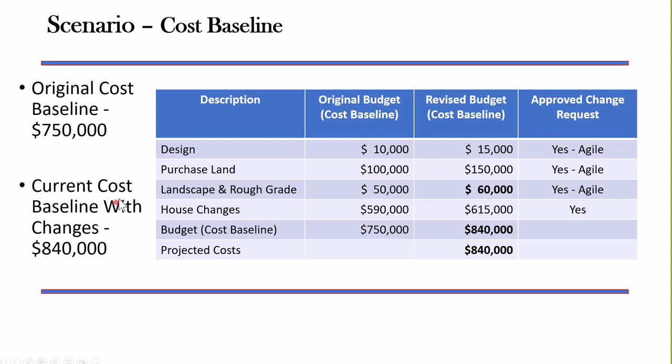So you can see this is our cost baseline here. And if it's an approved change request, look at our revised budget, our revised cost baseline. Our revised cost baseline is modified then to reflect those changes. We started off with a $750,000 budget or cost baseline. Due to the changes that have been incorporated, our new baseline is $840,000. This is what we will measure our cost to with regards to this project.